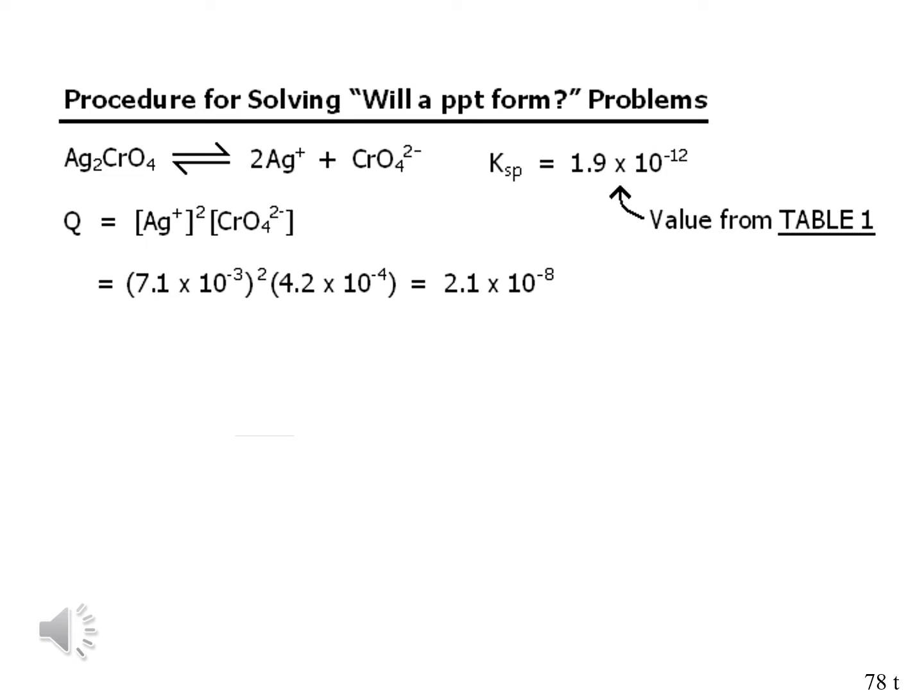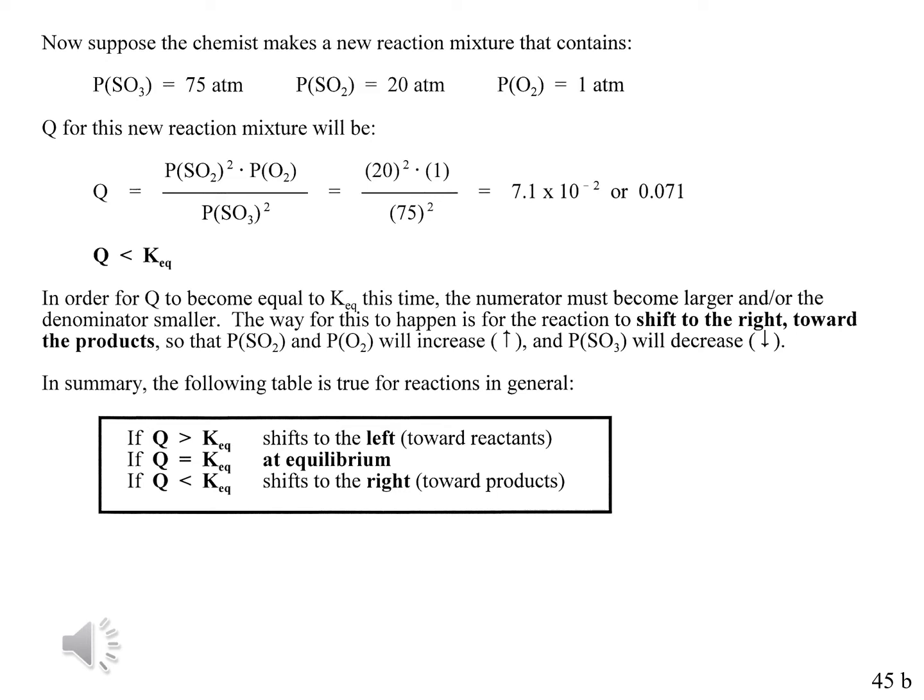Now what we're going to do is compare the Q and the KSP. The Q, 10 to the minus 8, is larger. So that means that Q is greater than KSP, and we're going to be able to tell from that which way the reaction has to shift in order to reach equilibrium. Last time I showed you this box at the bottom of 45. This thing keeps coming back all the time in this class. It says that when Q is greater than KEQ, you shift to the left towards the reactants.